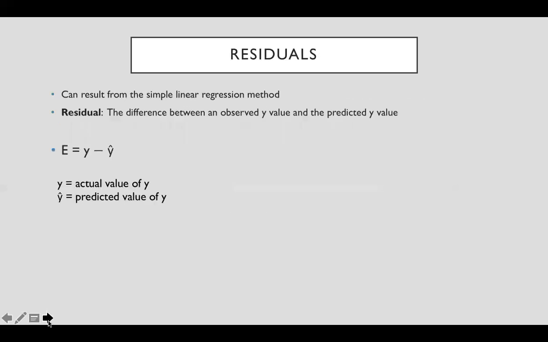And you can calculate a residual. A residual is the difference between your observed value and the predicted value. So you can calculate your predicted value, and then compare it with your observed value to see how close your prediction is. This residual really just measures how far away your observed and predicted values were. You calculate that by taking the actual value of y and subtracting the predicted value of y, and that's your residual.